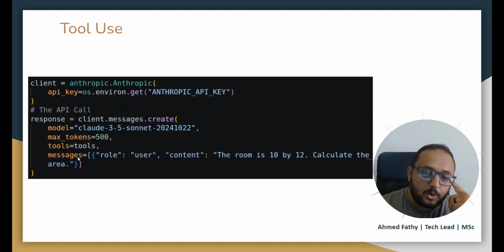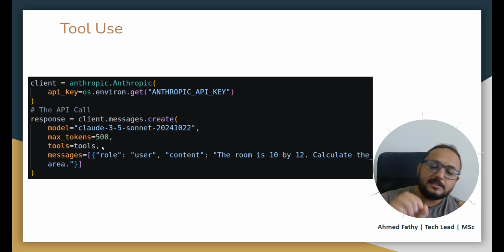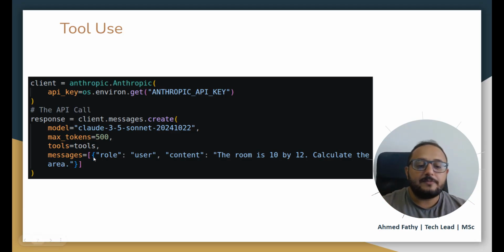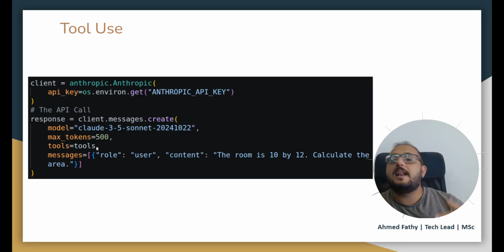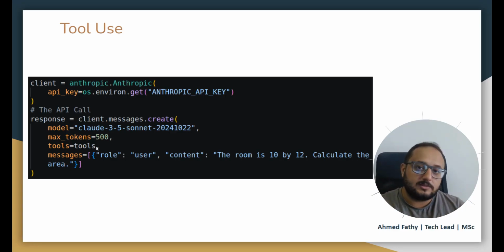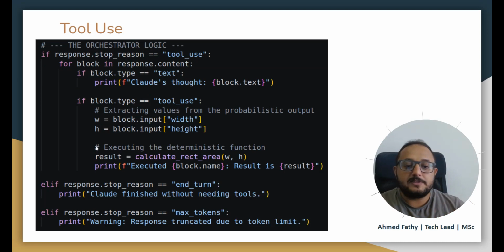And then here is how you call it. You still create your client for Anthropic, and then you use messages.create, but then you have tools equal tools. So now you are telling the LLM in this specific stateless API call that you have access to those tools if you want. So the LLM is not forced to use the tools, it is allowed to use the tools if it wants.